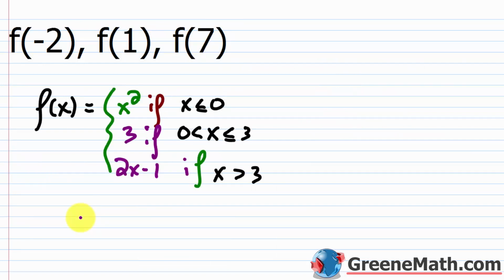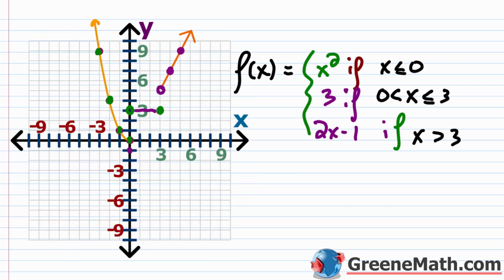So f of -2, how could we find that? Again, figure out where it comes into play. So that falls into this category where x is less than or equal to 0. So f of -2, I'd plug in a -2 for x and square it. f of -2 is going to be -2 squared, which is 4. Again, you can verify that. Here's -2, here's 4. This is -2 comma 4 on the graph.